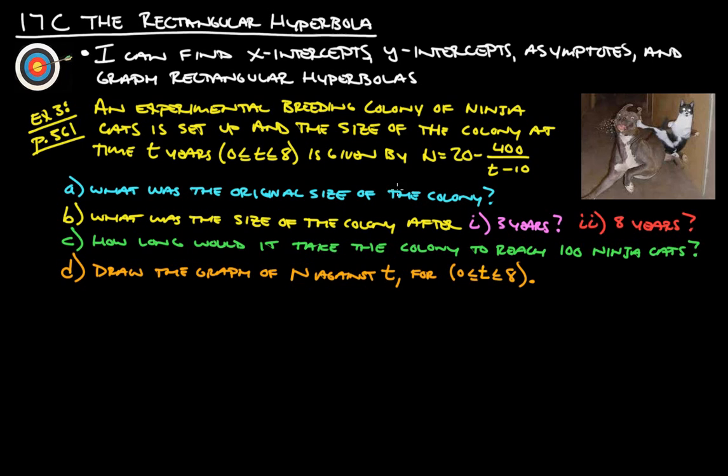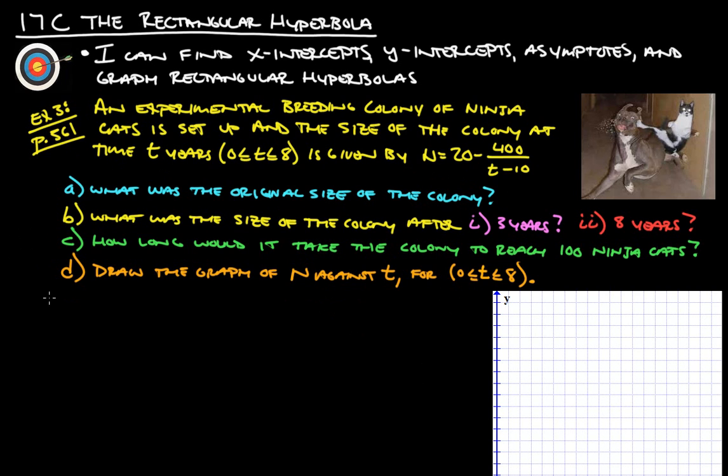Okay, so what was the original size of the colony? So that's when t equals 0, right? So let's do that. Let's see, I believe I have a graph going over there. Yeah, let's do the work over here. So that's when t equals 0.